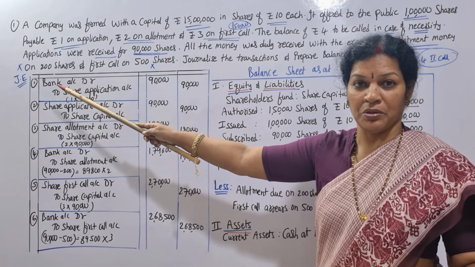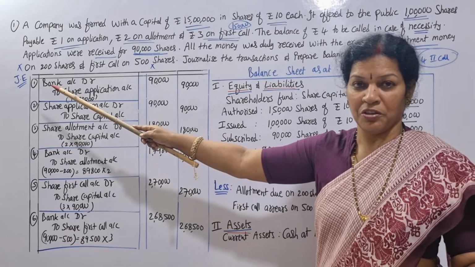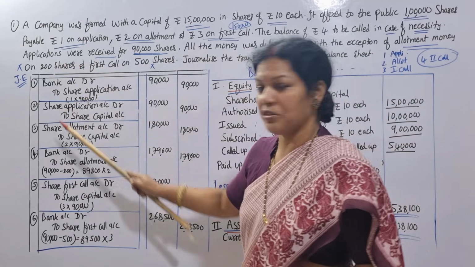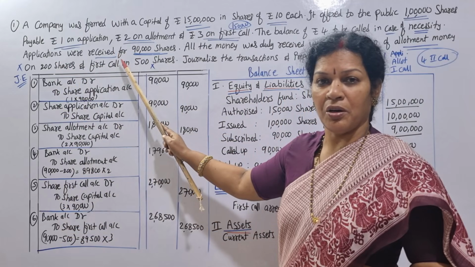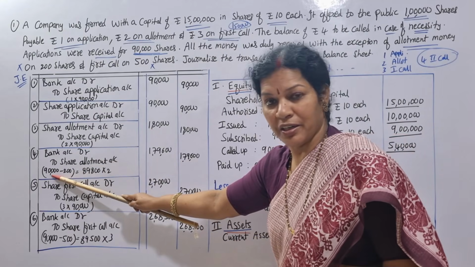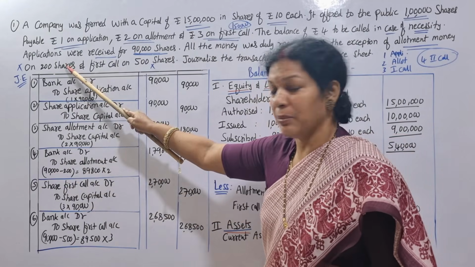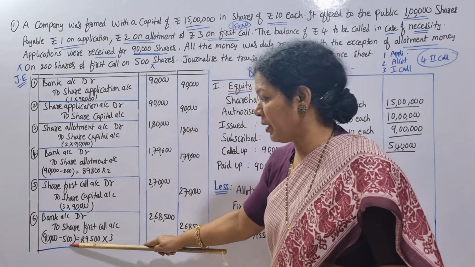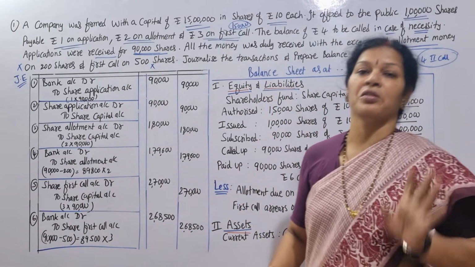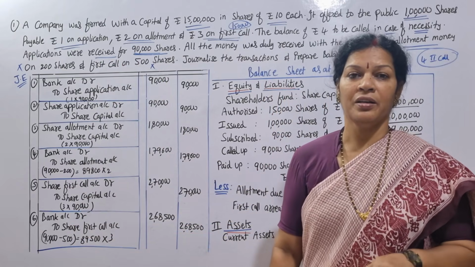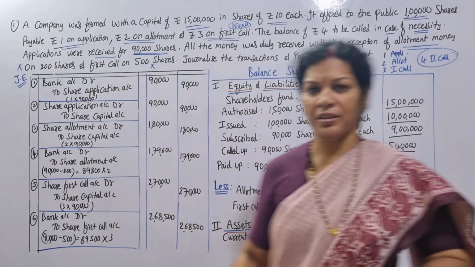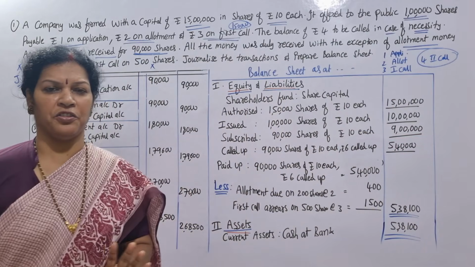200 shares were not received at the time of allotment, and at the time of the first call 500 shares were not received. We kept that in mind and deducted 200 from 90,000 at the time of share allotment and 500 from 90,000 at the time of the first call, and multiplied with the amount, 3 rupees or 2 rupees, whatever it may be. Once we have done this, the same thing we post in the balance sheet.